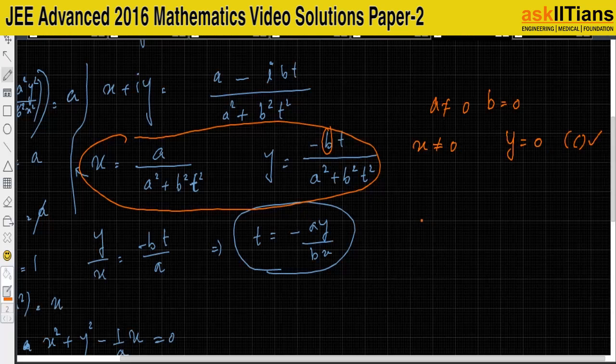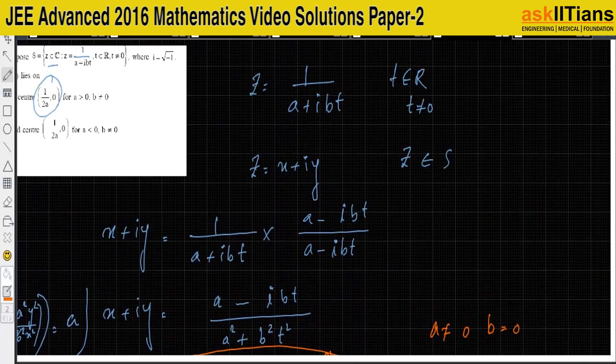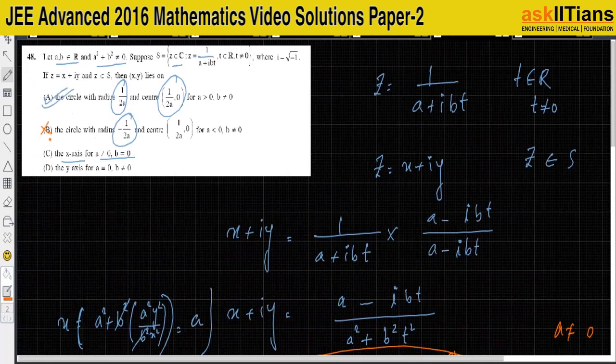Option C is correct, and option D is if a is equal to 0 and b is not equal to 0. So if a is equal to 0, x will be 0 and y will be non-zero. So this point will lie on y axis. So option D is also correct. So the correct answer for this question will be A, B is not correct, C and D. Right, A, C and D. These three options are correct.